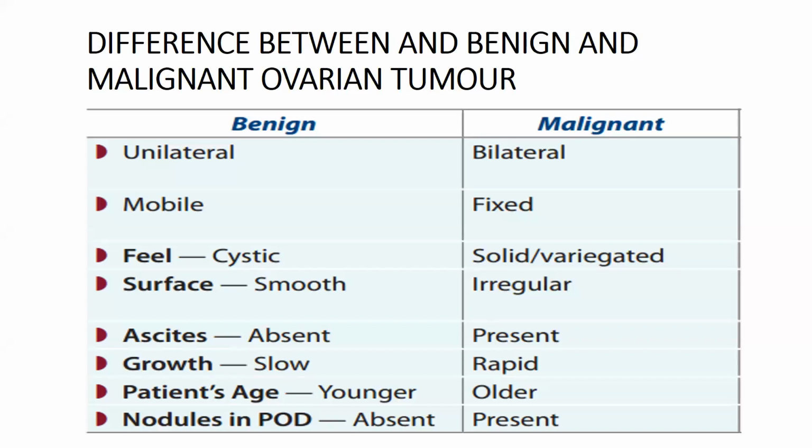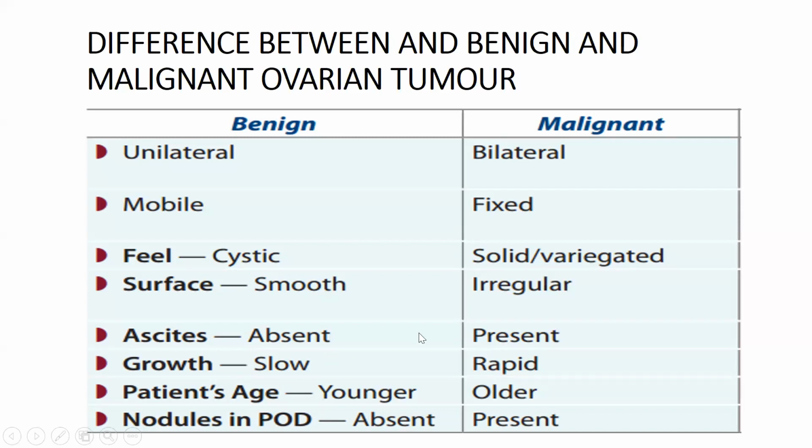But there are certain benign ovarian tumors like fibroma where ascites may be present and it is benign. Other than that, most of the time ascites is present when the ovarian tumor has transformed into a malignant one. In benign ovarian tumors, the growth is slow, whereas in malignant, it is rapid. The most rapidly growing malignant ovarian tumor is yolk sac tumor. Which is the most rapidly growing malignant ovarian tumor? Ma'am, yolk sac tumor. Very good.